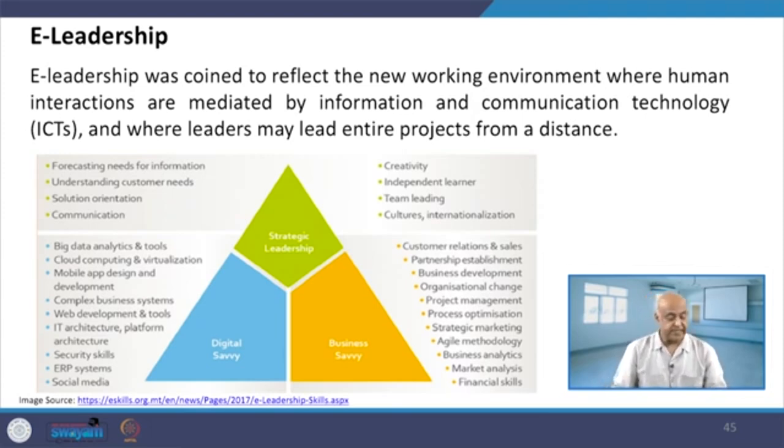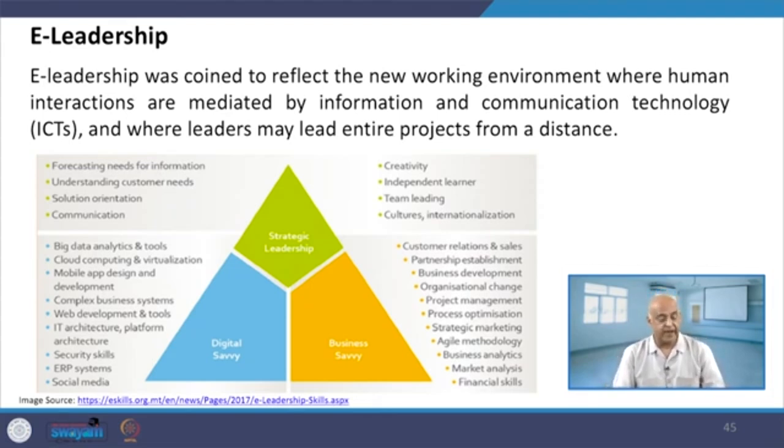While in the case of digital savvy, there are big data analytics and tools, cloud computing and visualization, mobile application design and development, complex business systems, web design and tools, IT architecture, security skills, ERP systems, and social media. So these are the digital savvy skills, and these are the business skills. When we are integrating them, that requires strategic leadership.